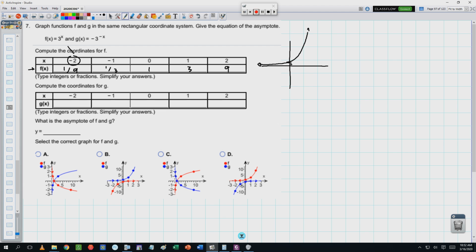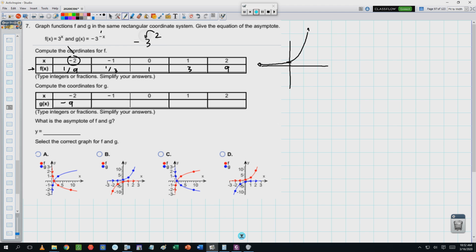For the g, we're going to plug in the same values, but we've got this little negative right here in front. So when we do that, we'll be making the value the opposite. So a negative 2 goes in, but the negative here is going to make it a positive 2. So negative 3 to the positive 2 will be negative 9.